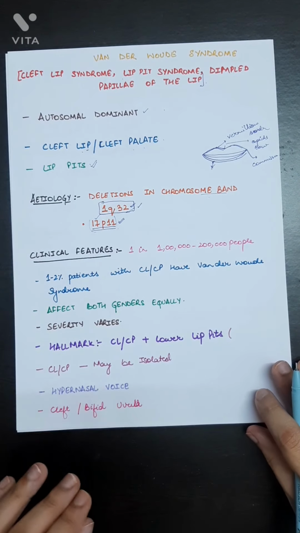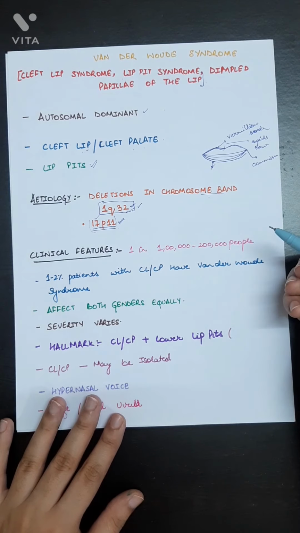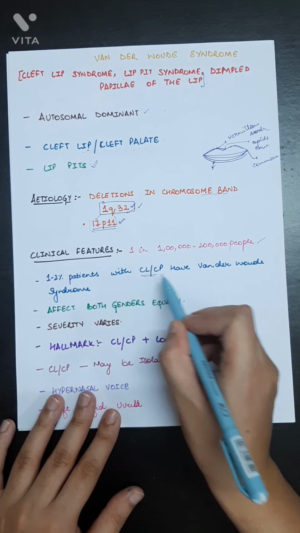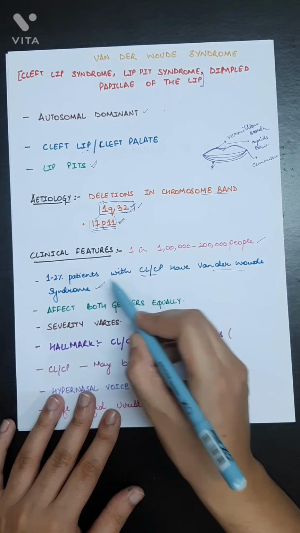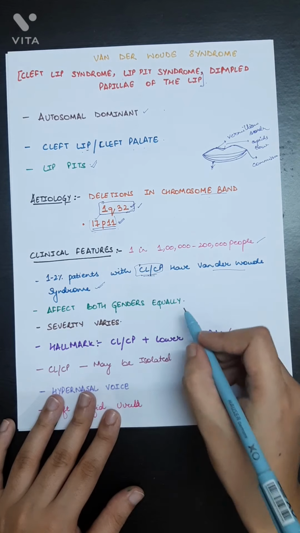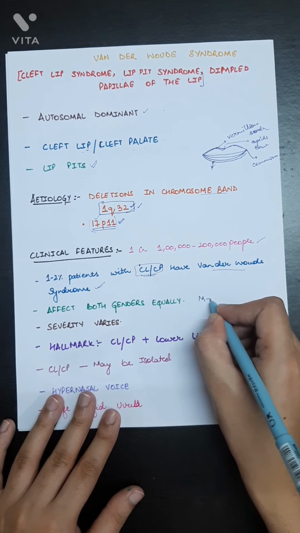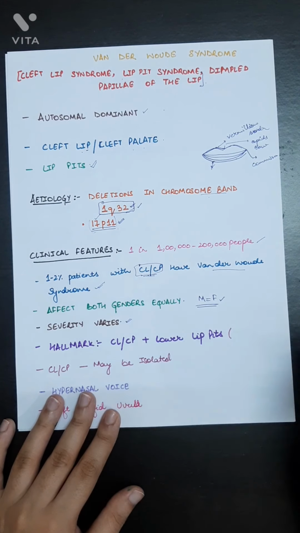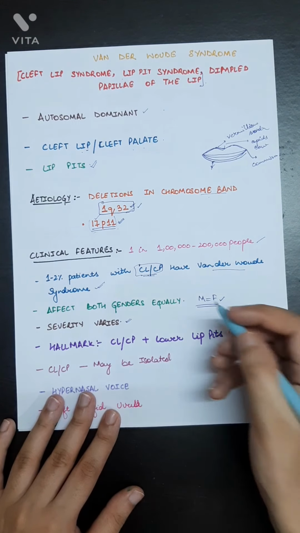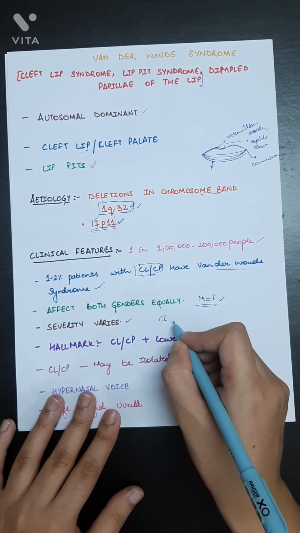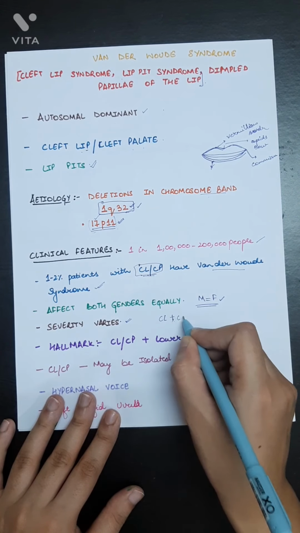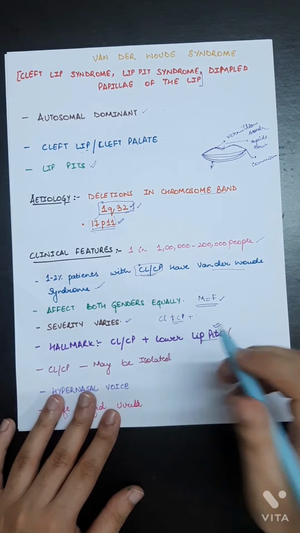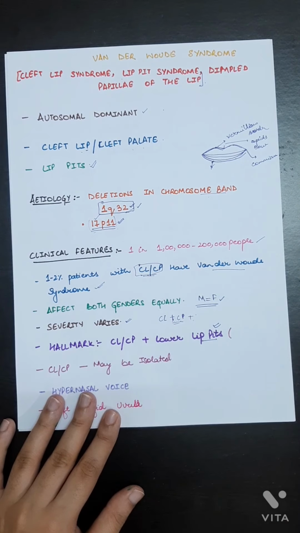Now the clinical features of van der Woude syndrome: it occurs in 1 in 1 lakh or 2 lakh people, right? 1 to 2% with cleft lip or palate have van der Woude syndrome, right? It affects both genders equally, that is males and females are equally affected. Severity varies in van der Woude syndrome. Either the patient will have cleft lip or cleft palate plus, right, plus lower lip pits, right? All will be seen in a patient depending upon the severity.